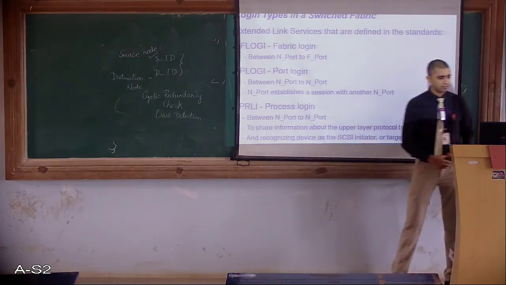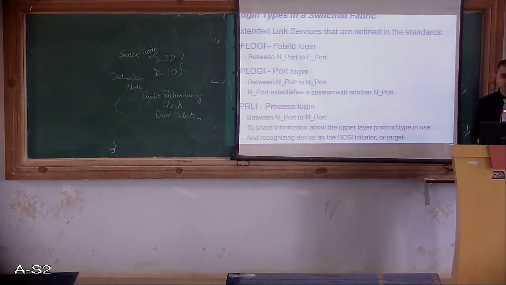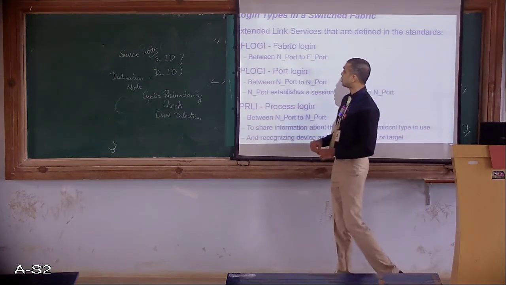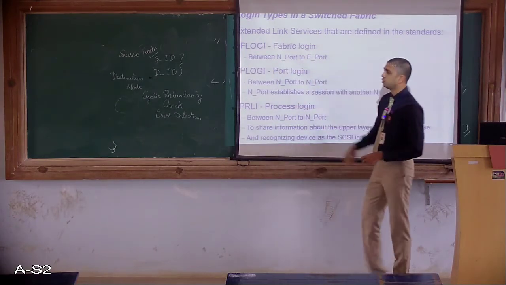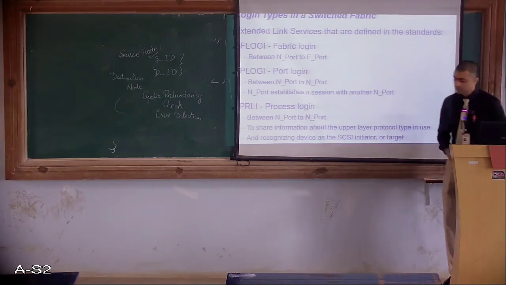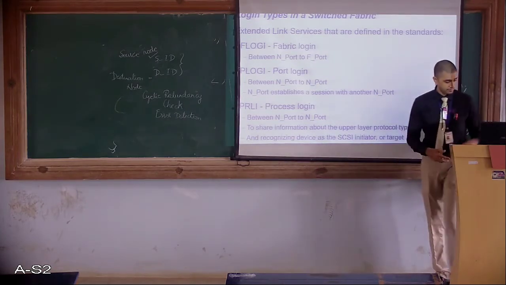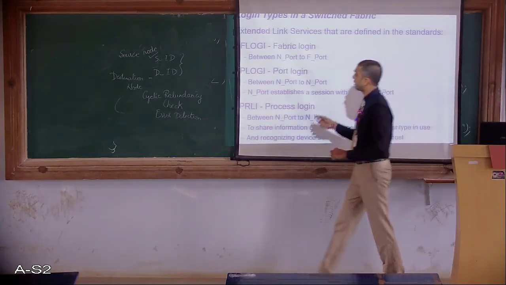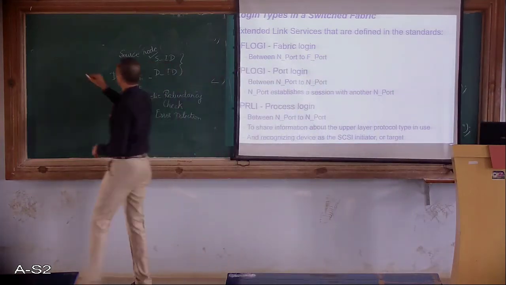The first type of login is called FLOGI, which is also called fabric login. This login happens between N port and F port. So what happens here? To log on to a fabric, a node first sends an FLOGI frame. Whenever a node logs into a fabric, it sends an FLOGI frame.